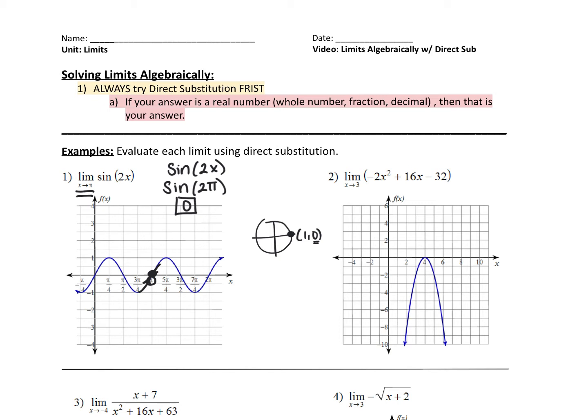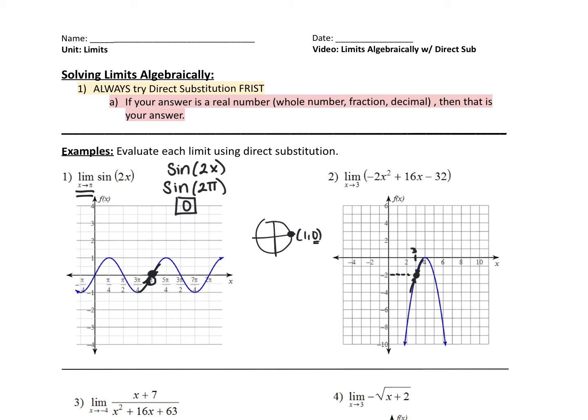All right, let's try example number 2. So I want to find the limit as x approaches 3 of this quadratic. Obviously, if we have the graph, we can go to where x is equal to 3, and we can approach the graph from the left and from the right, and we can see that it's approaching the y value of -2. Both the left and the right are equal.